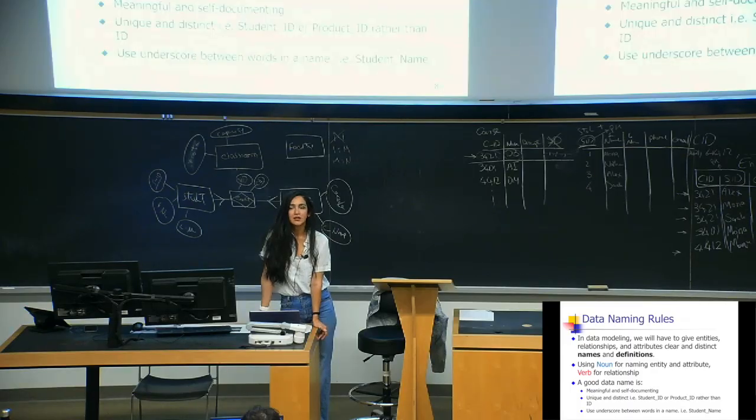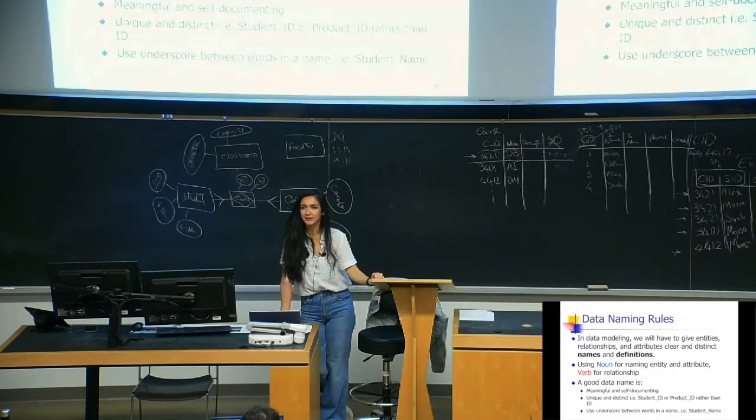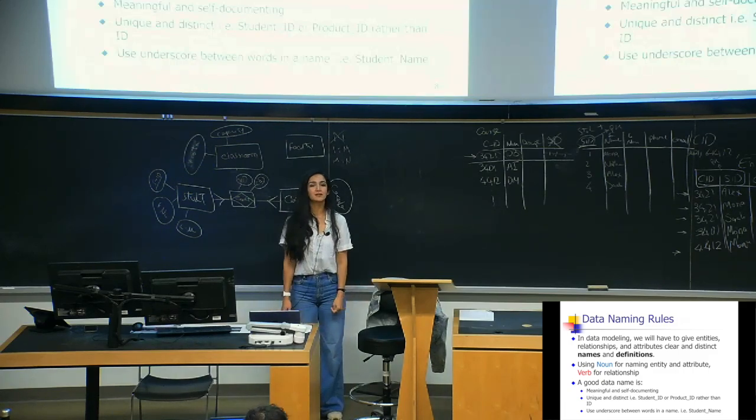Let's consider this one, a customer and order, okay? What is the type of relationship here? Is it one-to-one, one-to-many, or many-to-many? Customer and order. Anyone else?